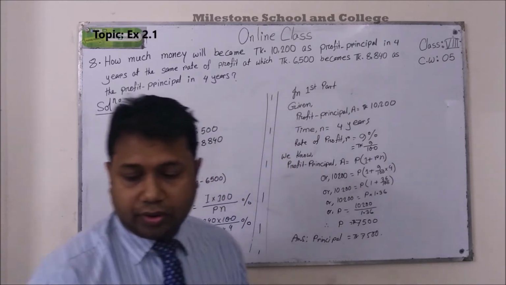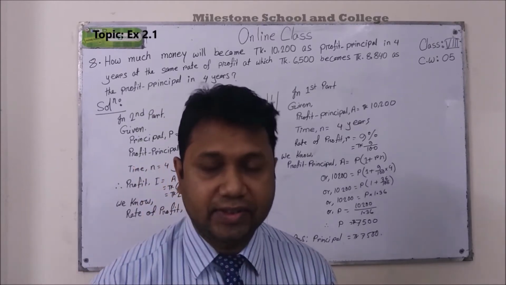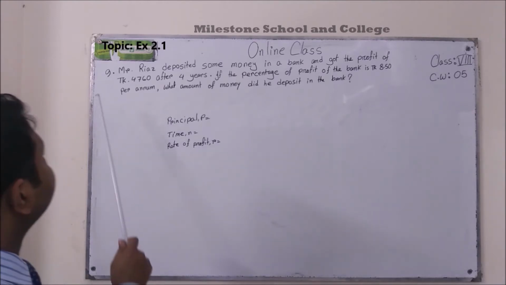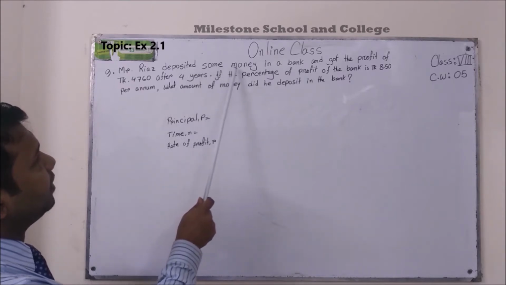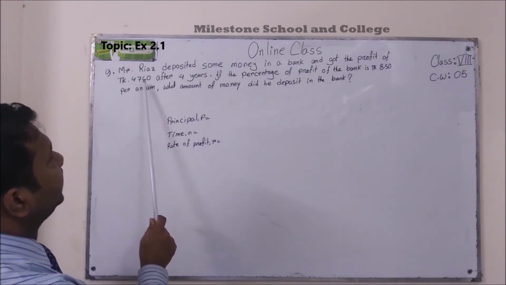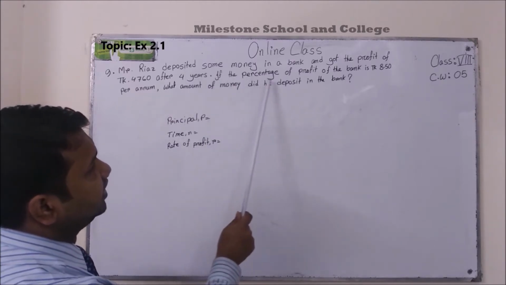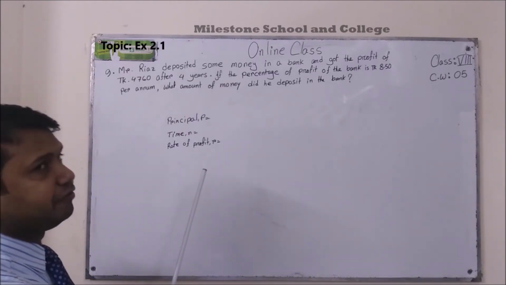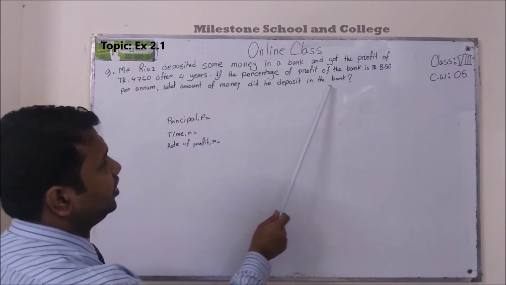So now we are going ahead to the next math. Question number 9. Okay, my dear students, here is the second question. You can see it on the board. The question is written: Mr. Riaz deposited some money in a bank and got a profit of taka 4,760 after 4 years. If the percentage of profit of the bank is 8.50 per annum, what amount of money did he deposit in the bank?